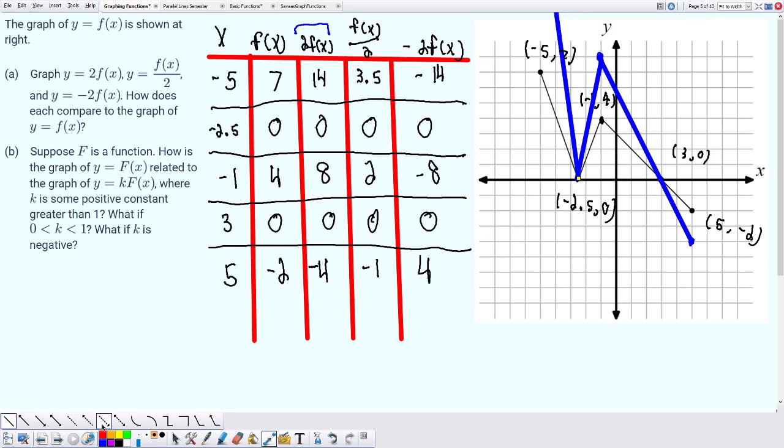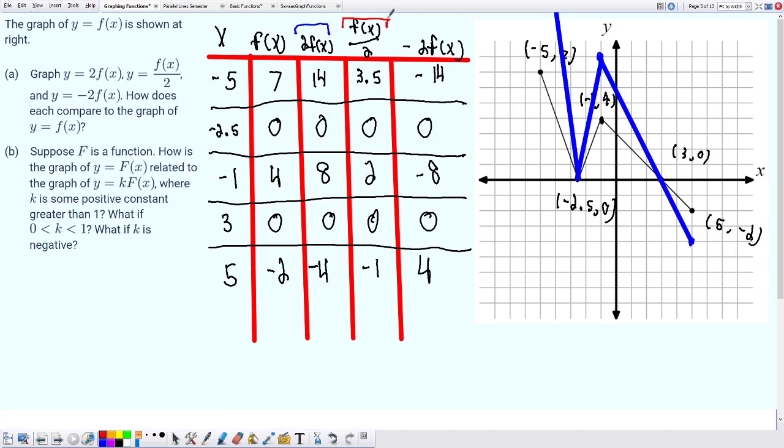So let's see, how about the next one? So I'm going to do f of x over 2 in red. So we have 5 and negative 1. So we got the 5 and then the negative 1. That would be here. 3 and 0, which we have. Negative 1 and 2. Negative 2.5 and 0, we already got. And then negative 5 and 3.5.